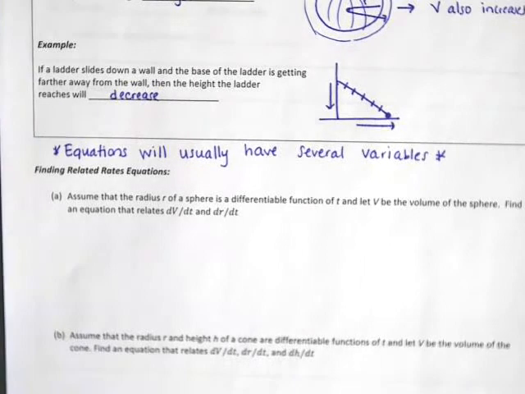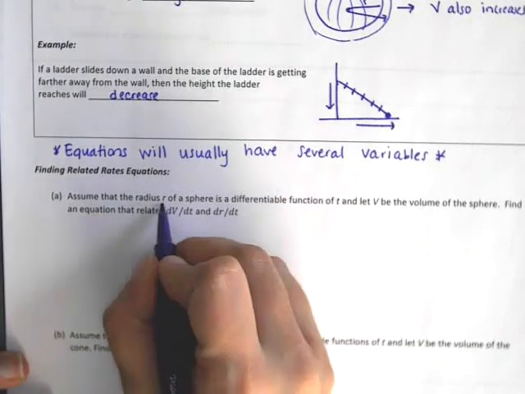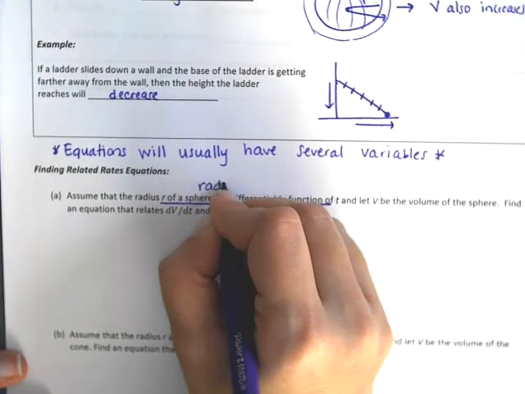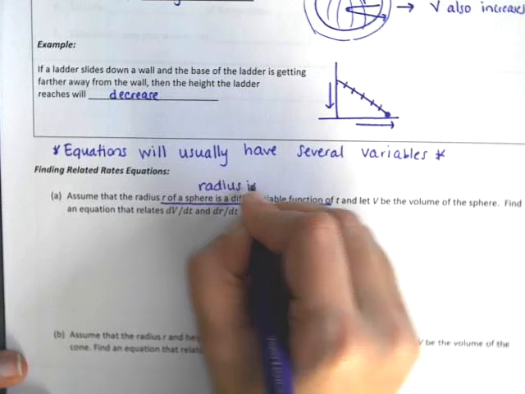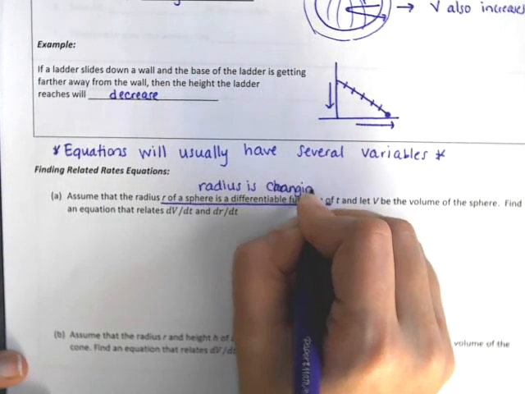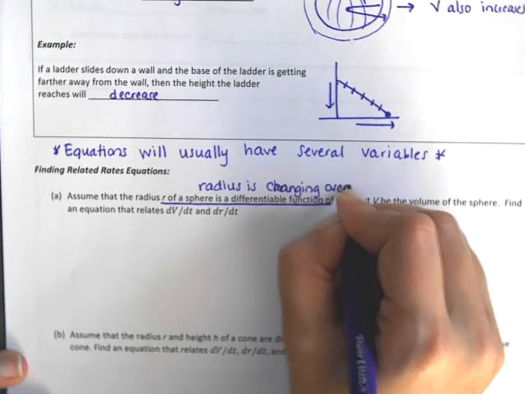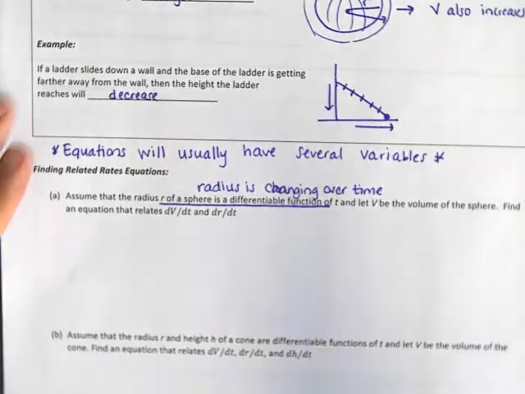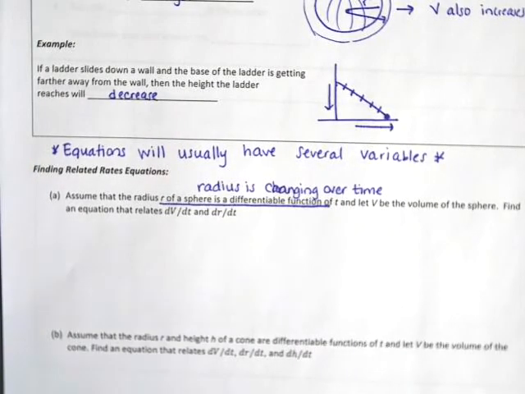So let's start with this. Let's assume that the radius of a sphere is a differentiable function of t. What that means is that the radius is changing over time. So it's kind of like this pumpkin. It's growing, so the radius is getting bigger. And V is going to stand for the volume of the sphere.